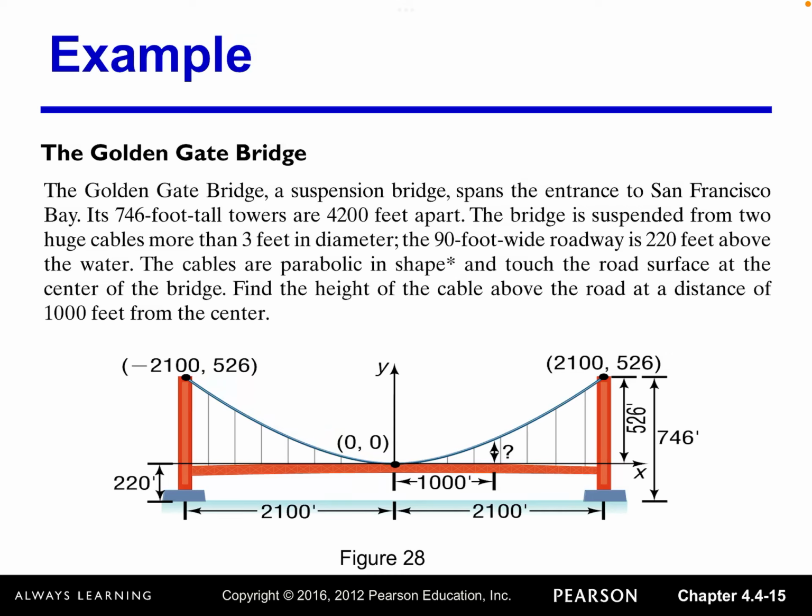So let's look at another quadratic function real-world example called the Golden Gate Bridge. The Golden Gate Bridge, a suspension bridge, spans the entrance of San Francisco Bay. Its 746-foot tall towers are 4,200 feet apart. The bridge is suspended from two huge cables more than 3 feet in diameter, and a 90-foot wide roadway is 220 feet above the water. The cables are parabolic in shape and touch the road surface at the center of the bridge.